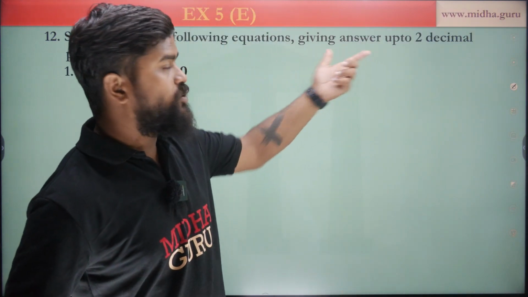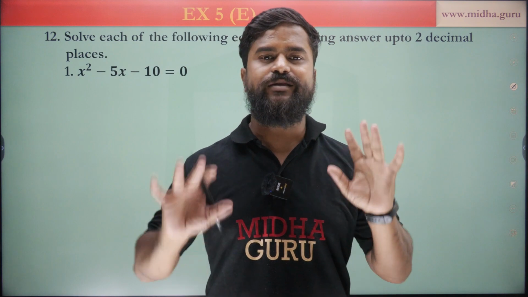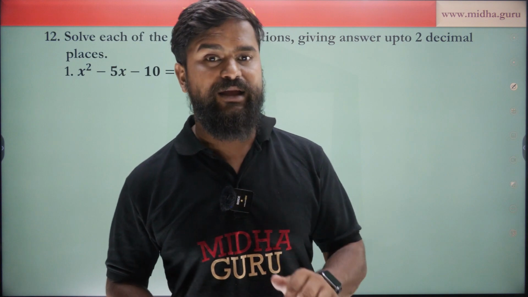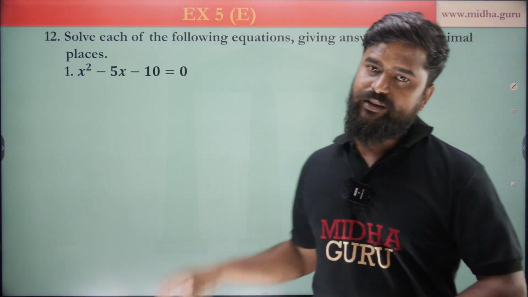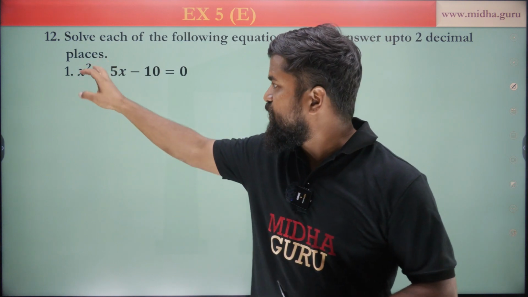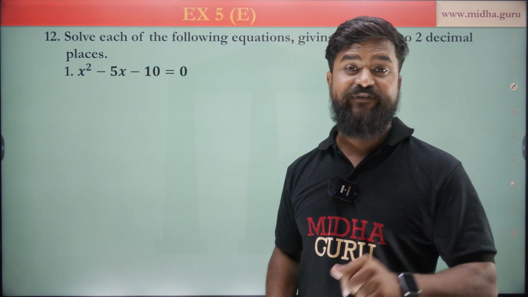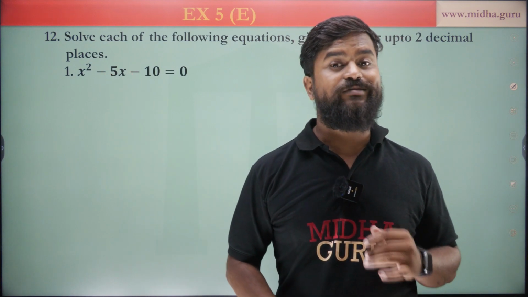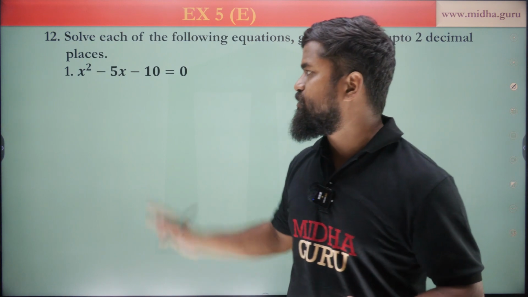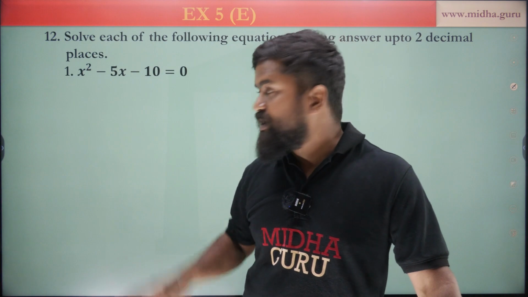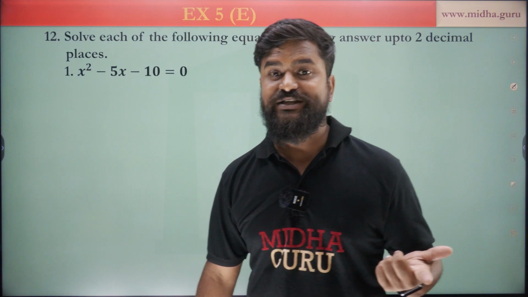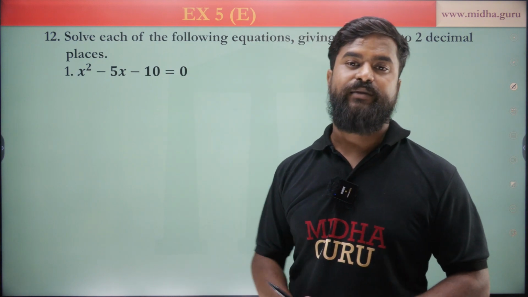As soon as you read the words up to 2 decimal places, it should strike you that we are supposed to solve these equations by the quadratic formula. Even if you don't understand why, you may try and see. If you look at this equation, a is 1, b is minus 5 and c is minus 10. If I am supposed to solve by factorization, I have to break down minus 5 into two coefficients that add up to minus 5 and multiply to minus 10. But here we will see that it is not possible.